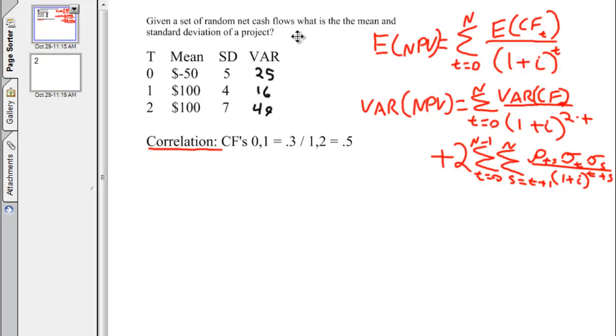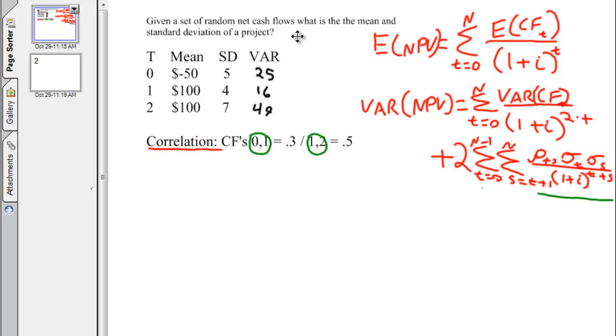Alright, and so remember, when we were talking about this correlation component, we only have to evaluate this expression for cash flow pairs that have a correlation in between them, right? So in this case, we only have two. There's a correlation between 0 and 2, and there's a correlation between 0 and 1, right?